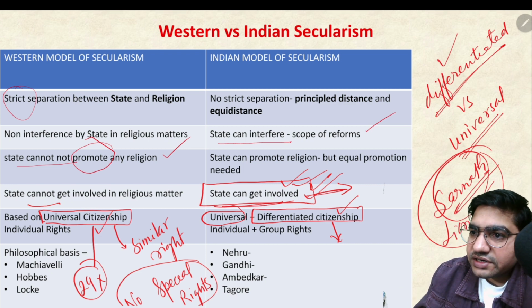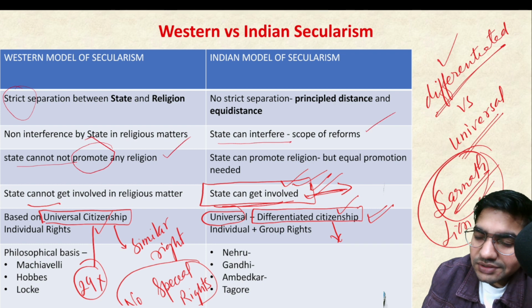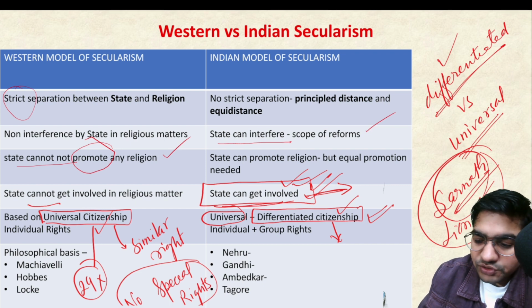There are certain rights which are available to every individual, but there are certain other rights which are available only to very specific groups. Those are known as differentiated rights. So in that way, India's model of secularism is a hybrid model. We have kind of cherry-picked the best features, but in doing so, there are certain problems also, which we are going to see in the later lectures. Now let's see the last point.